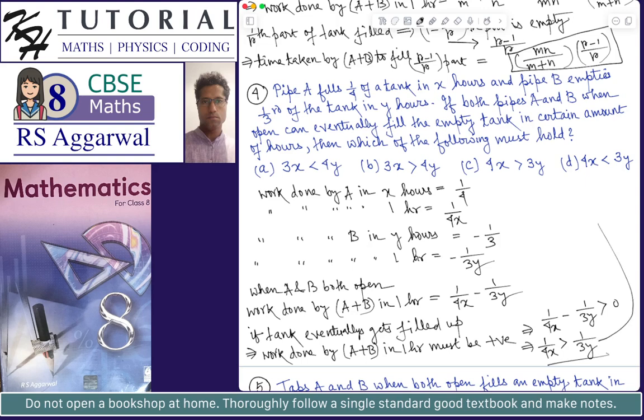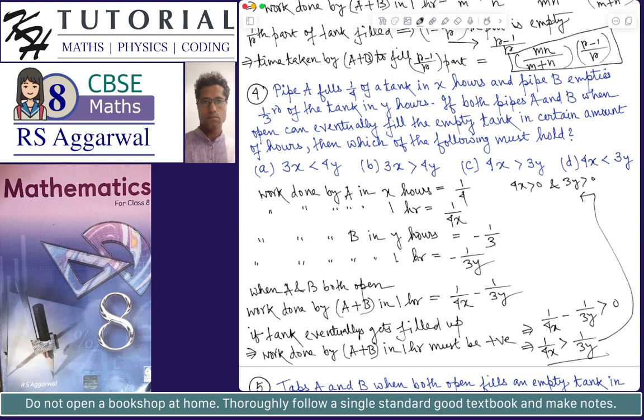Now if we have 1 by 4x greater than 1 by 3y, remember that x and y are positive. Pipe A fills 1/4 of a tank in x hours, and pipe B empties 1/3 of the tank in y hours. x and y are always positive, so time taken is never given as negative. Time taken is always positive. So we have x and y positive, so 4x and 3y are also positive. Now 4x is greater than 0 since x is positive. Also we know that 3y is greater than 0.